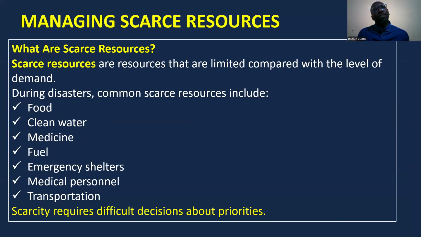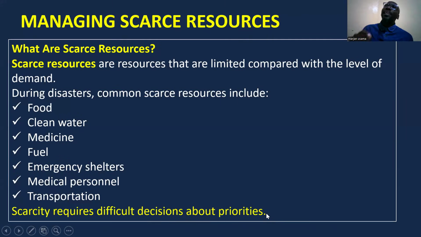Now, during the time of disaster, the resources are not enough. There is scarcity. So what is scarcity? Scarce resources are resources that are limited compared with the level of demand. For example, we have 100 people who need, but we have 20 bags. Yet we need 100 bags. That is scarcity, right? During disaster, common scarce resources, sometimes we don't have enough food, enough shelter, medicine, fuel, and so on. So scarcity requires difficult decisions about priorities.